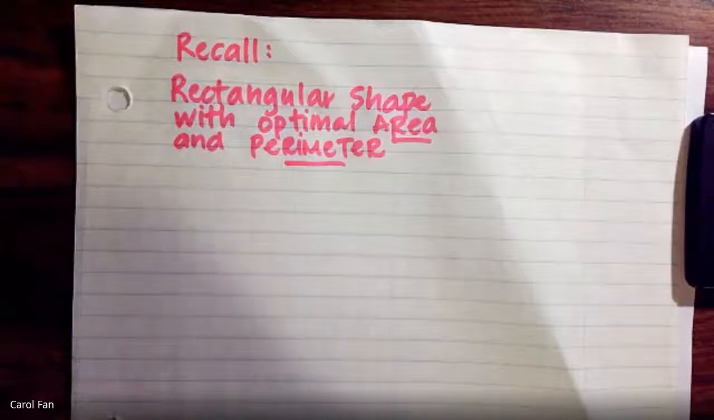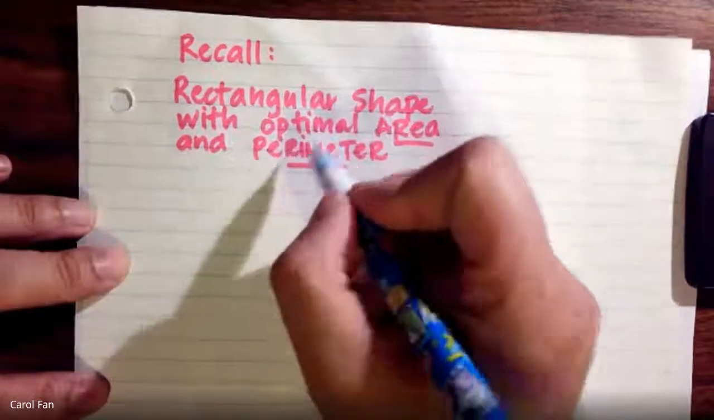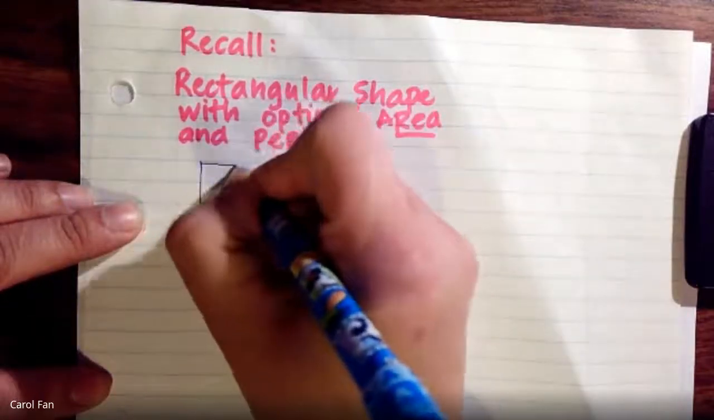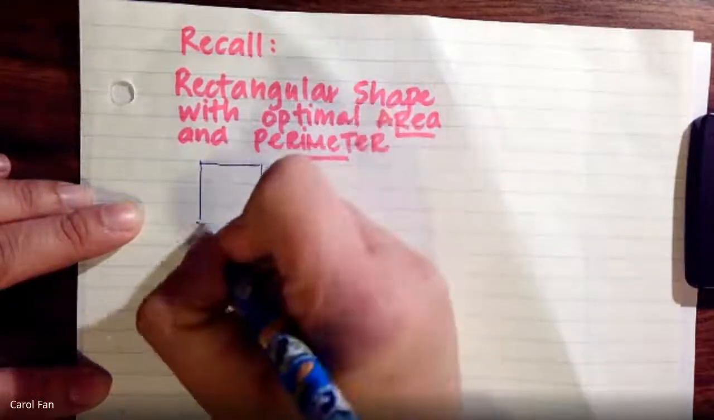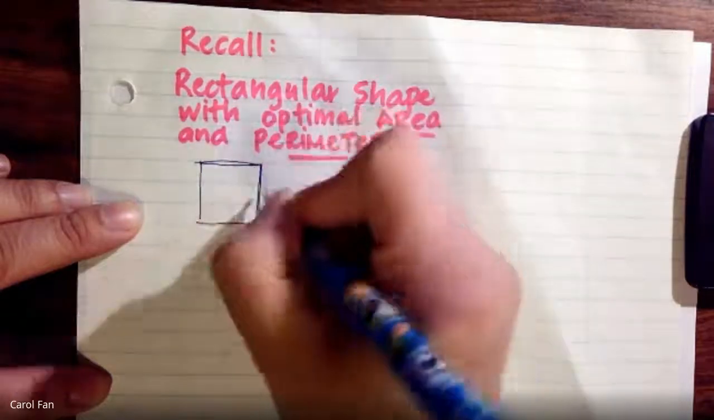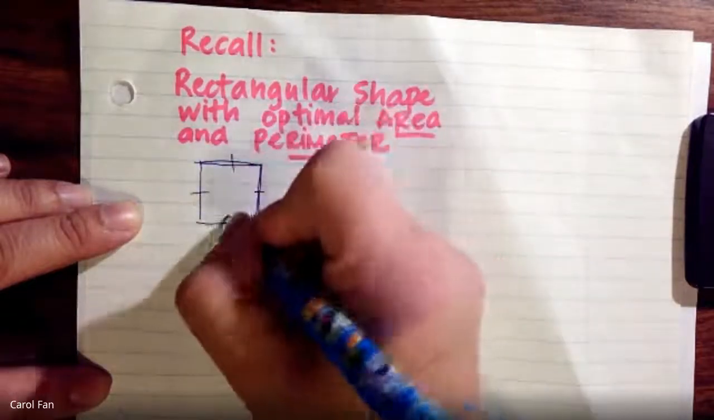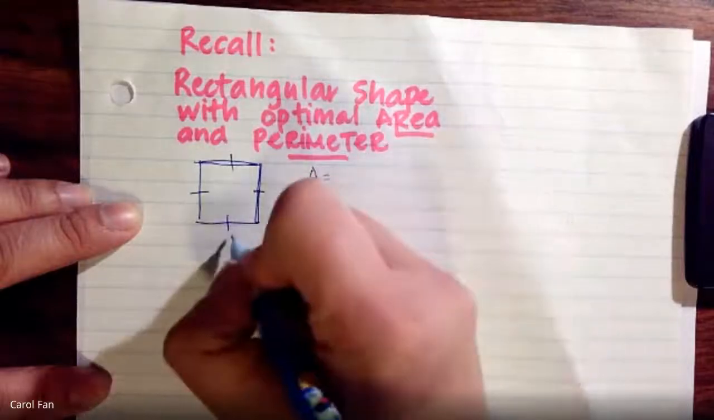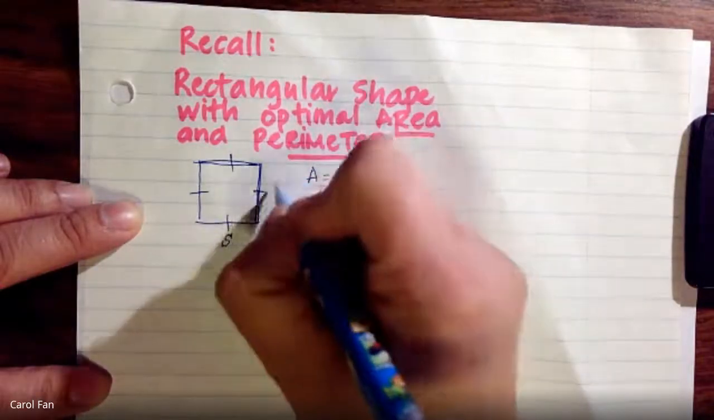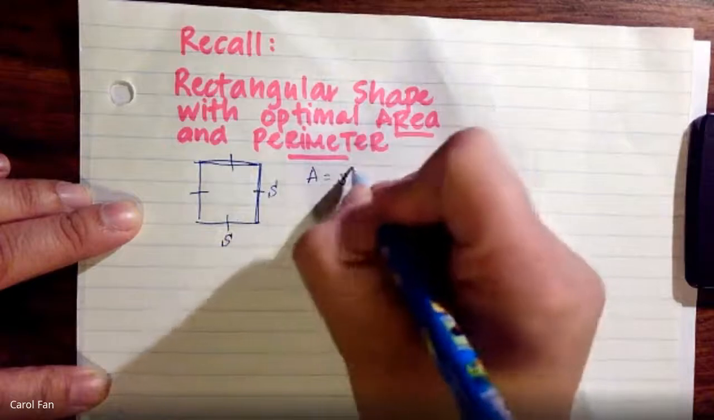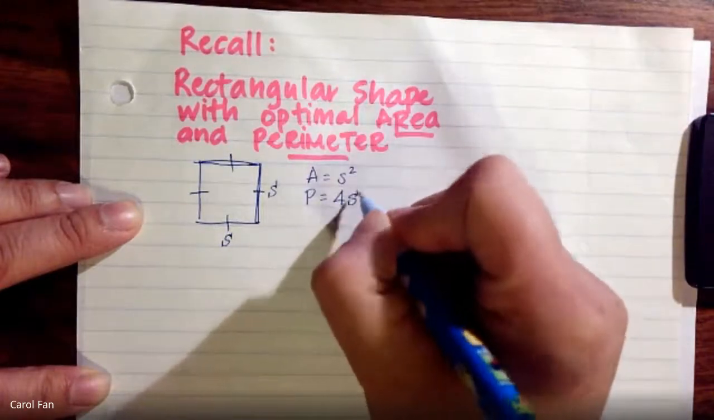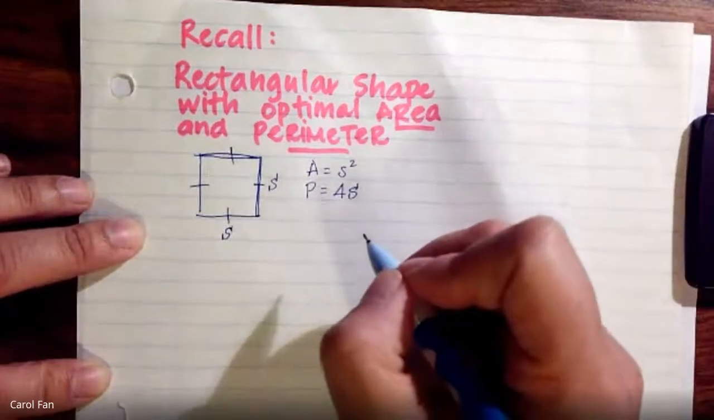Recall the last time we talked about optimal area and perimeter when it's related to a rectangular shape, that a square would do that. So a square would have four of the same sides, where the area is, if we called these sides s, side squared, and perimeter would be side plus side plus side plus side, or 4s.